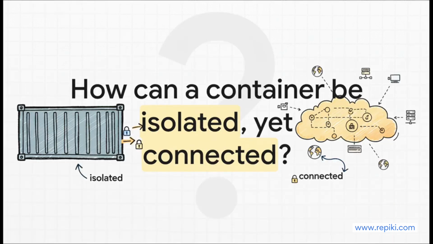So, this is really the central puzzle we're going to solve, right? How can a container be this perfectly sealed, isolated environment, but also be a fully connected part of a network? It sounds like a total contradiction. But don't worry, we're going to break it all down.